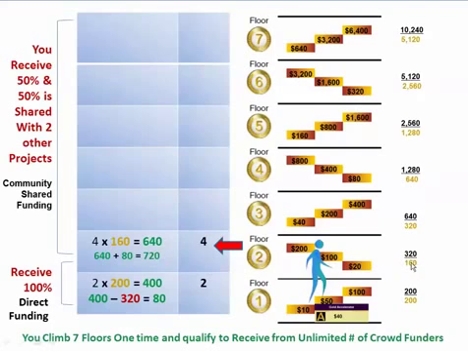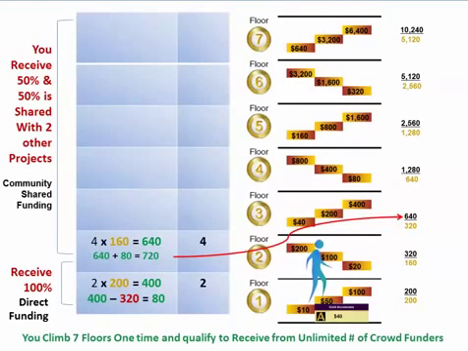Half of 320 is 160. So 4 project managers make a donation of 160 to your project each. Now you can receive a potential of $640. When you add the $80 that we're carrying over, that's $720 for your project right now.